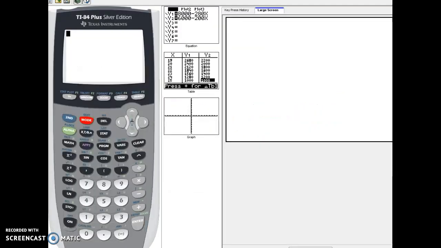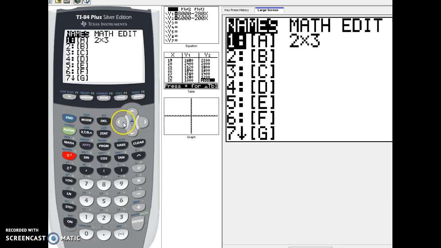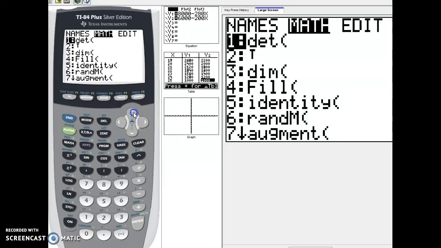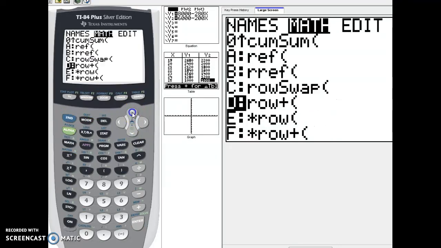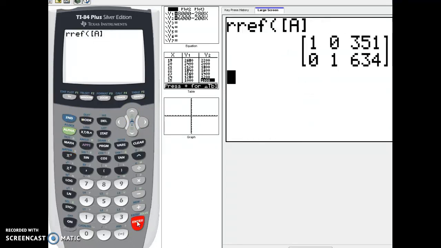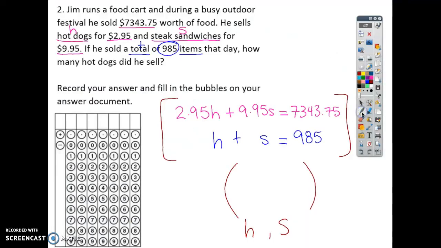Going to the calculator, you go to second matrix, arrow over to edit, enter, and type the numbers in there, which I already typed for you. 2.95, 9.95, 7,343.75. They rounded. 1, 1, and 985. Second quit. Second matrix. Math. RREF. Enter 1 time. Second matrix. Enter, enter. So I have 351. That's my hot dogs. 634. That's my steak sandwiches.